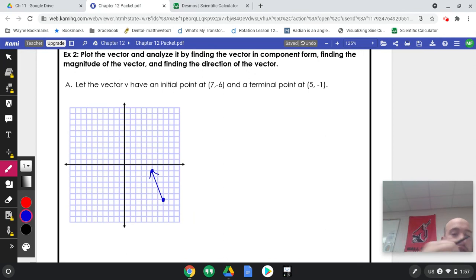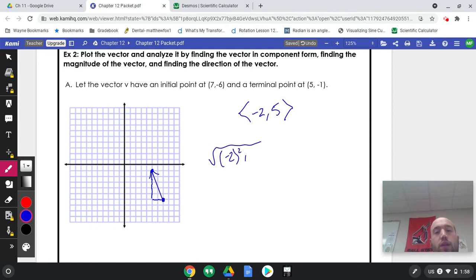So first thing we want to do, let's figure out, you can either count it over 2, up 1, 2, 3, 4, 5, or you can subtract whatever way you prefer, but we know it's -2 up 5. Okay, so now from there we can find our magnitude. Remember, it's the square root of a squared plus b squared, so -2 squared plus 5 squared. So that's going to give us the square root of 4 plus 25. So we get square root of 29. And that is our final answer.